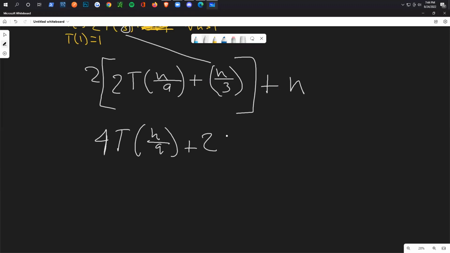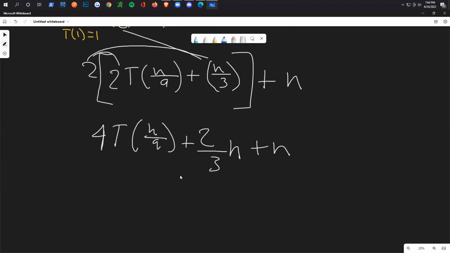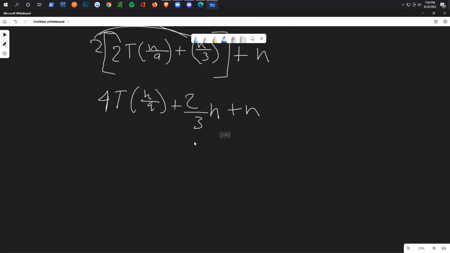Plus 2 times 2 over 3 times n. Just distribute this out right here. And now we have this plus n out on the outside. So far, so good. Now let's do another iteration.